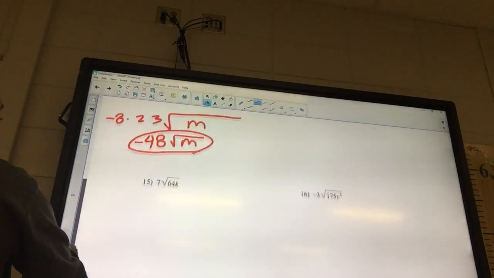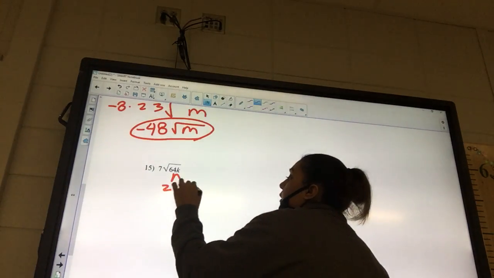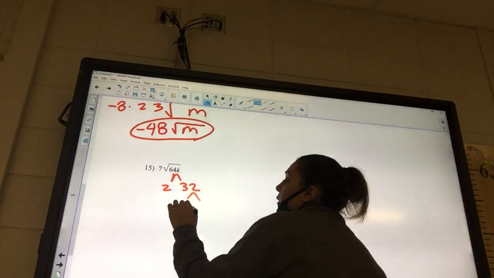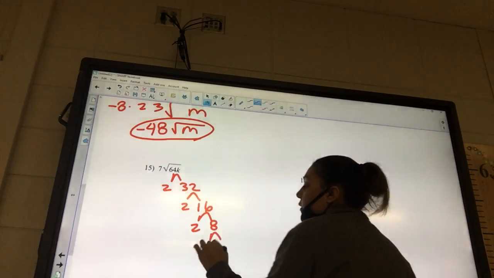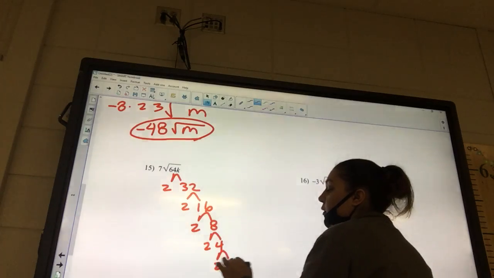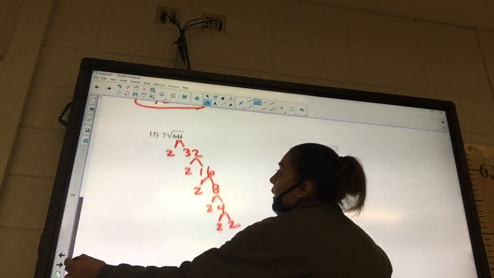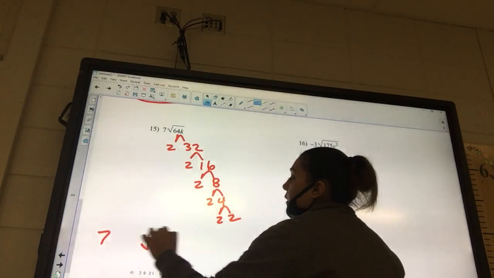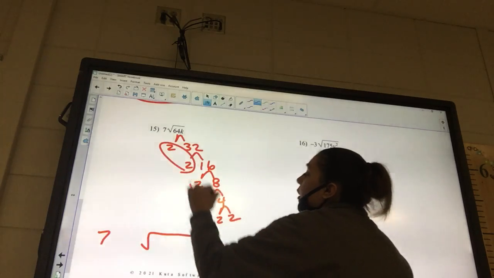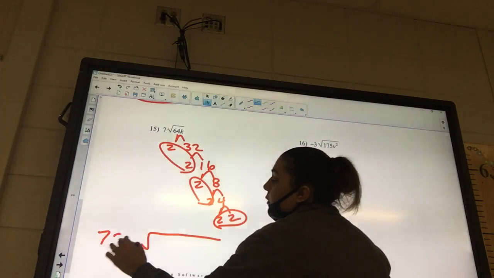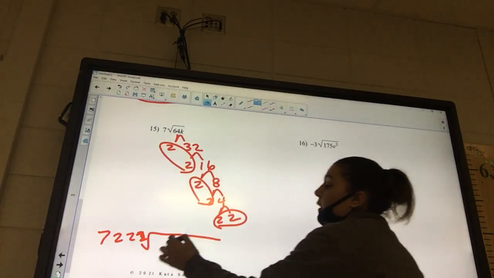Okay, 64. What are some factors of 64? 2 and 32, 2 and 16, 2 and 8, 2 and 4, 2 and 2. Our group number is 2, so we have 3 2s. We're going to put 3 2s on the outside, and a K is going to stay on the inside.